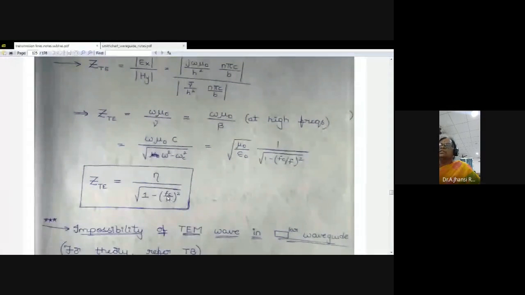This is the expression for the wave impedance for the TE mode. That is eta divided by some factor less than 1. So ZTE is always greater than eta, whereas ZTM is always less than eta. Okay, these are the characteristics of TE and TM waves. Now you do one problem so that you can understand.